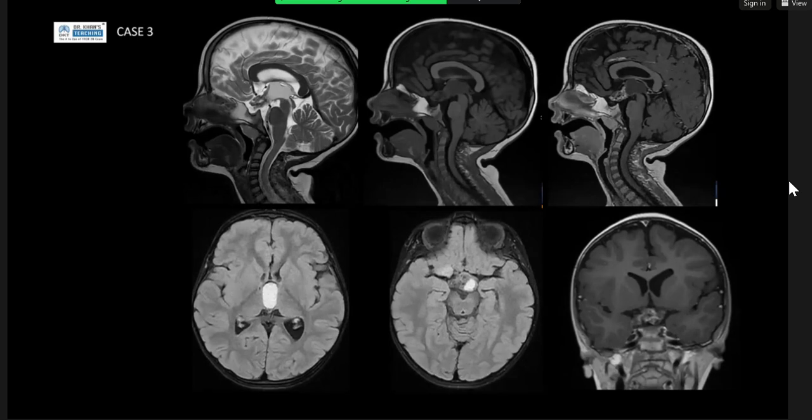In the other view anteriorly, I see there is a suprasellar lesion here with homogeneous high signal in the FLAIR, with heterogeneity anteriorly.